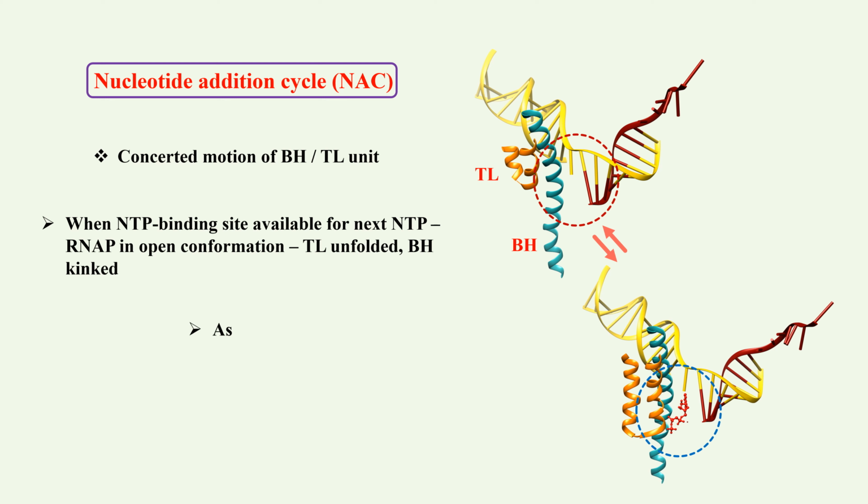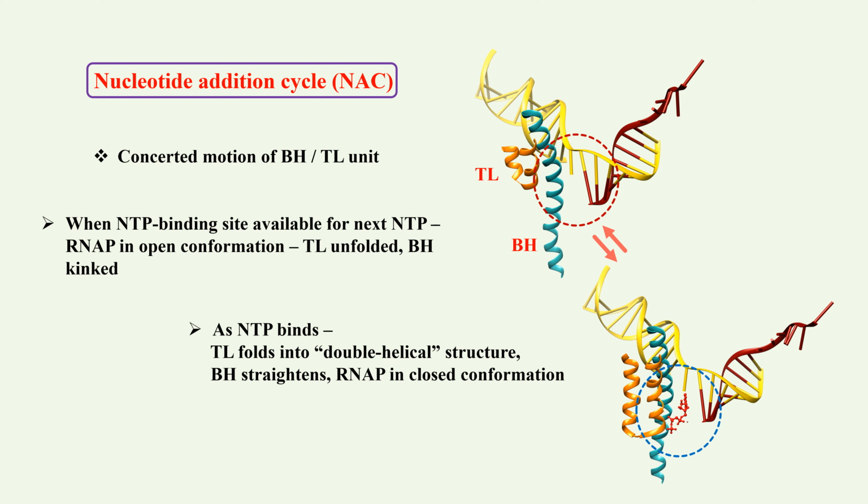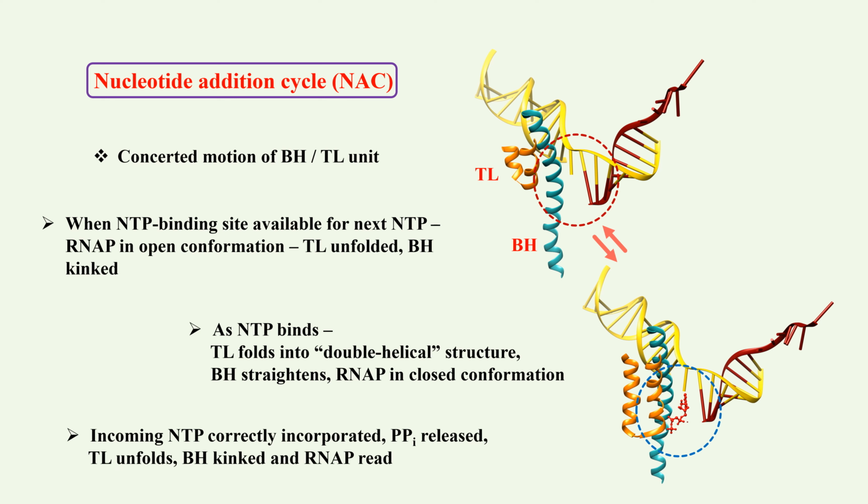As the NTP binds, the trigger loop folds into a double helical structure. The bridge helix adopts a straighter conformation, and the polymerase goes to a closer conformation. As the incoming NTP is correctly positioned, when incorporation is complete, a pyrophosphate is released. The trigger loop unfolds, the bridge helix is kinked, and the polymerase readopts an open conformation.